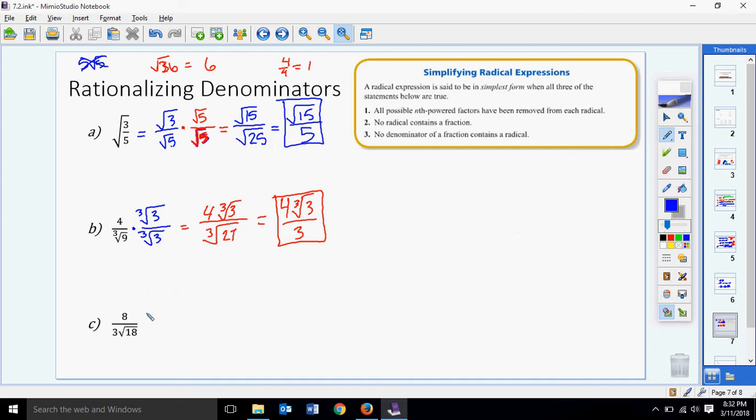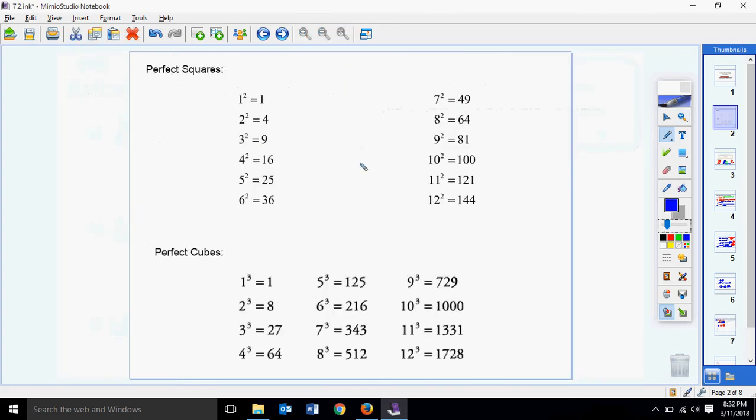Last one for this page. I have 3 times the square root of 18. It's not the cube root of 18, it's the square root. So I need 18 to be a perfect square. What can I multiply 18 by to get one of these perfect square numbers? Well, nothing to get me 25, but if I take it times 2, I'd be at 36.